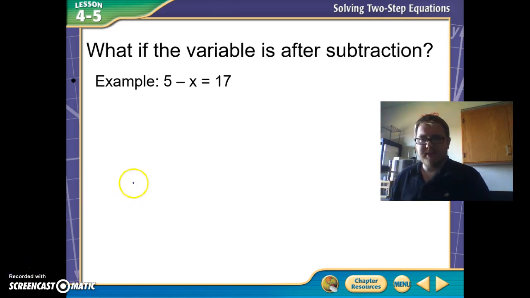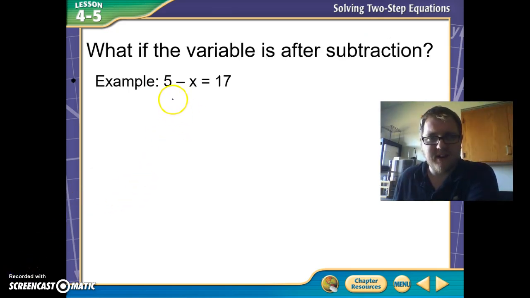Let's take a look at subtracting the variable. We have a couple options here. Our goal, again, is to get the variable by itself. So we could subtract 5, but we're still left with subtraction. Remember, this minus is also a plus negative. So we're left with a minus x is equal to 17 minus 5, or 12.